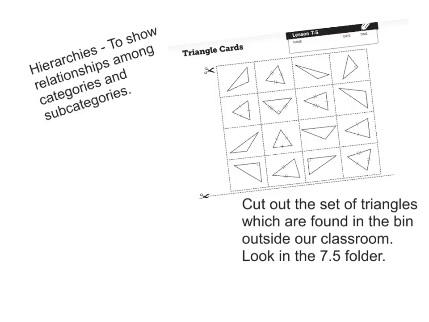So you may be asking yourself, what is that word hierarchies in the essential question? The definition of hierarchies is to show relationships among categories and subcategories. While you're thinking about that, I need you to cut out the set of triangles which are found in the bin outside our classroom. Look in the folder that says 7.5 on it.